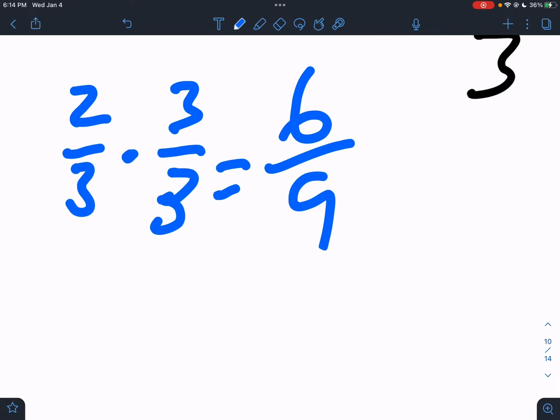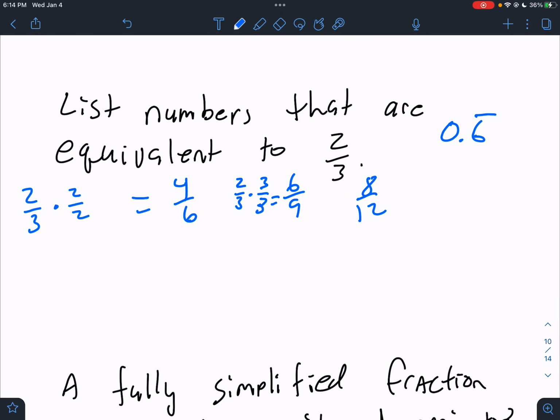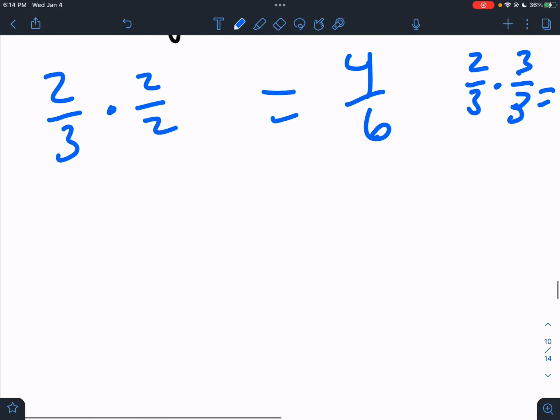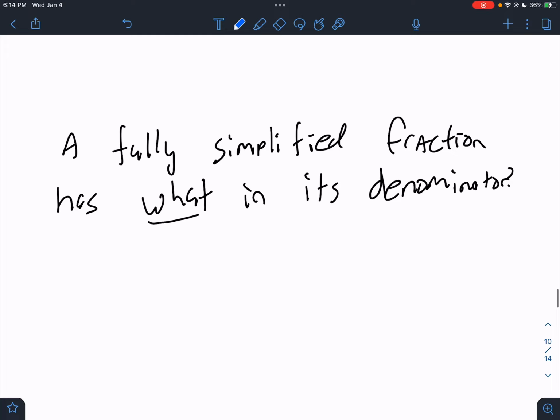So a big part of high-level math is finding unique ways to write the number 1, because you want to change how something looks without changing its value. How do you do that? You multiply it by a unique version of the number 1. So this and this are the exact same number. How do I know? Because I multiplied it by the number 1. So that's why it didn't change value.